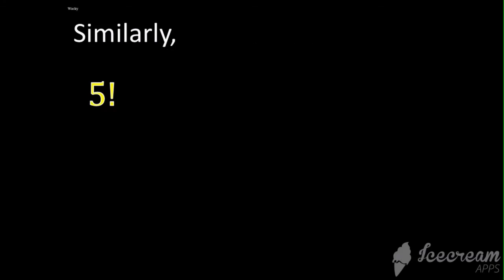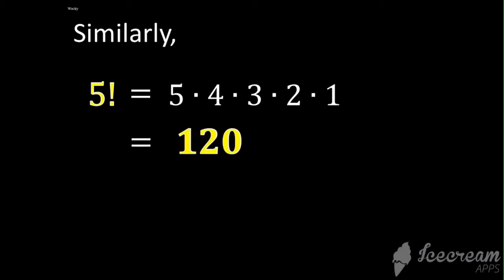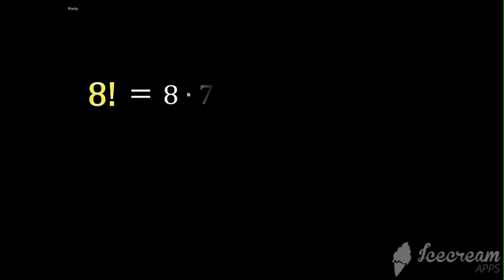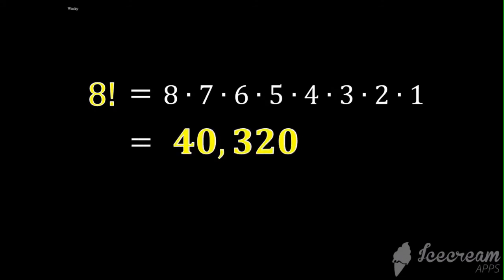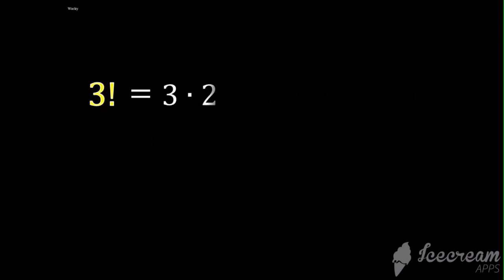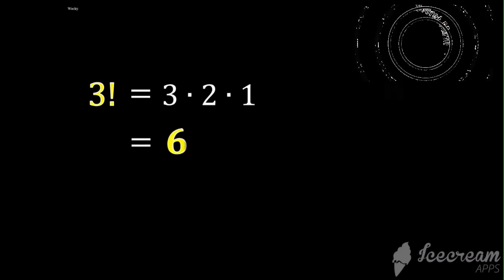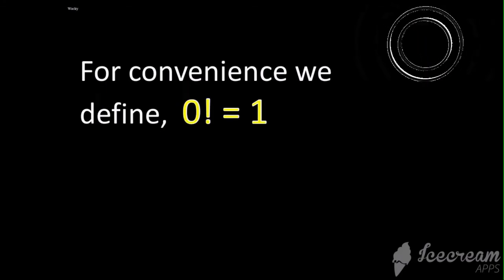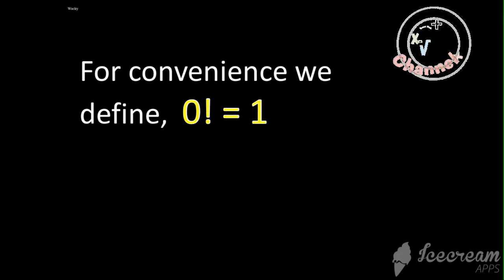Similarly, 5 factorial is equal to 5 times 4 times 3 times 2 times 1. That is equal to 120. And 8 factorial is equal to 8 times 7 times 6 times 5 times 4 times 3 times 2 times 1. And that is equal to 40,320. While 3 factorial is 3 times 2 times 1, which is equal to 6. What about 1 factorial? 1 factorial is equal to 1. And for convenience, we define 0 factorial is equal to 1.